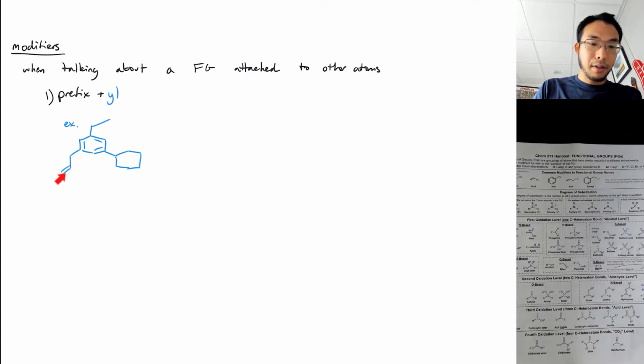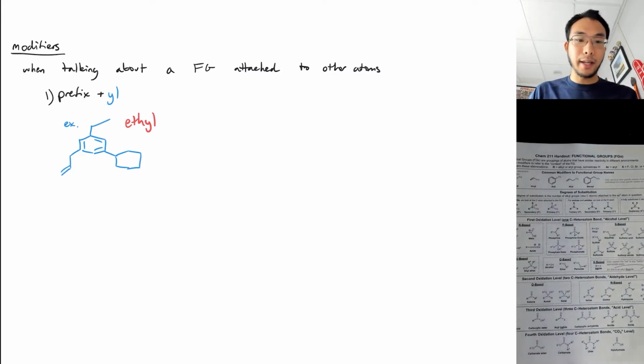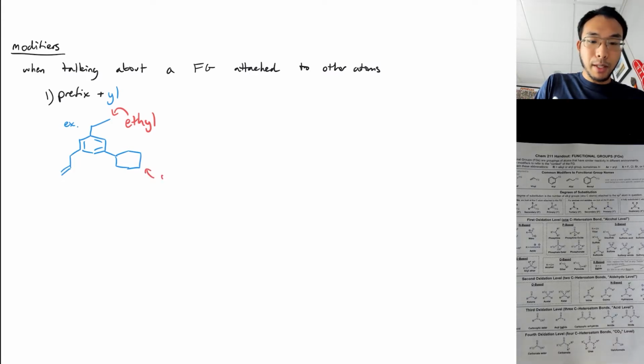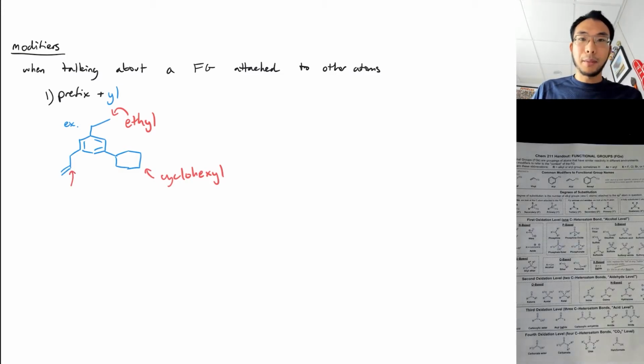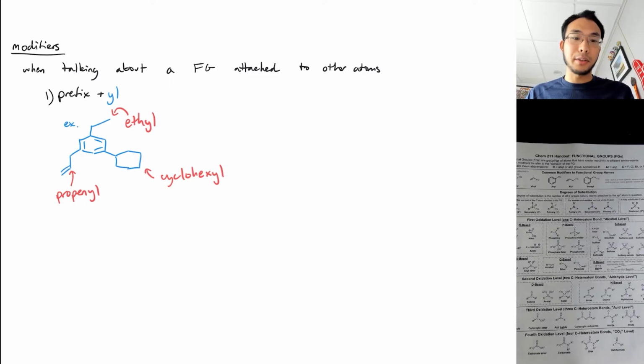So here I have 3 different groups attached to a benzene ring. If I was trying to talk about this molecule, I could say, look at this chain at the top here. That's an ethyl group because it is 2 carbons long. So eth plus yl, that's an ethyl group. The 6-membered ring at the bottom right here would be a cyclohexyl group. And then this 3-carbon chain right here would be a propenyl group, with the -en in there to confirm that there's a double bond.